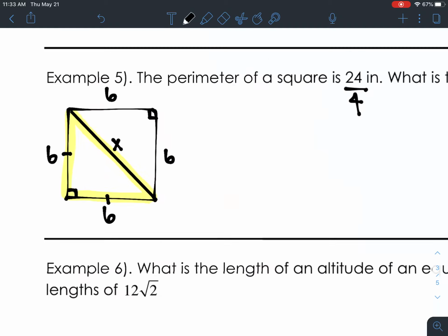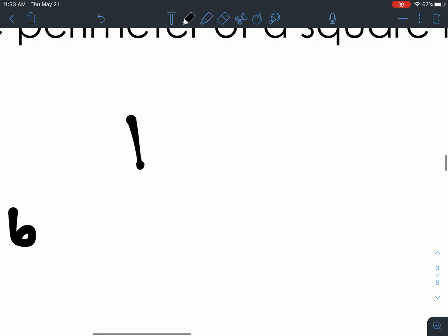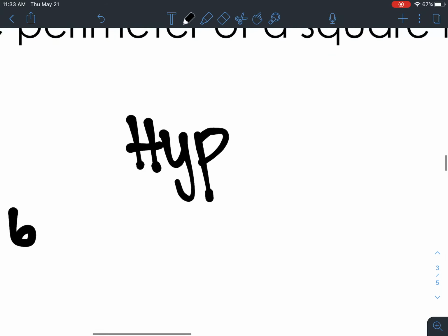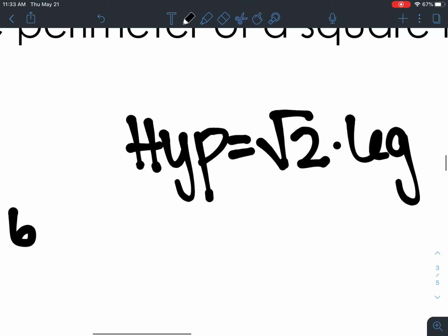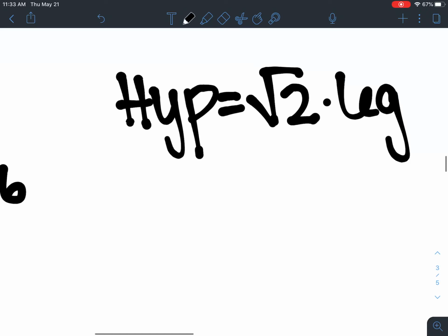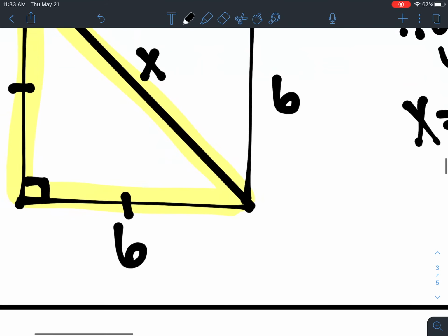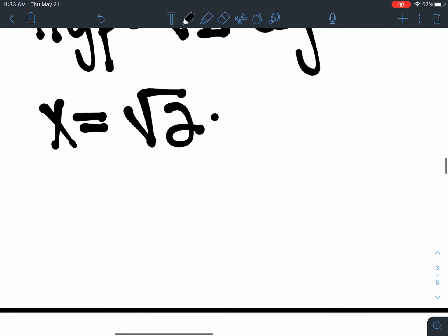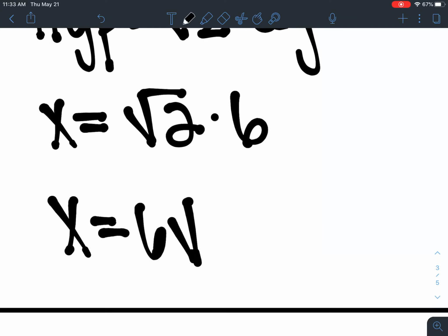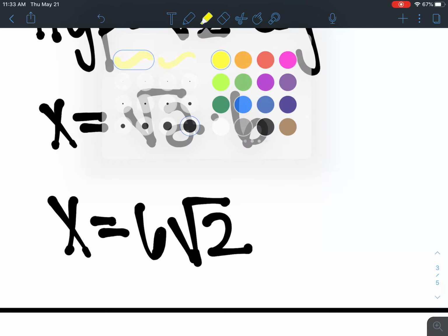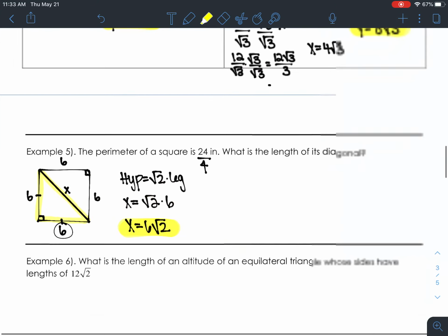So if we remember what that formula is, the hypotenuse is equal to the square root of 2 times the leg. Okay? So plugging in, I'm trying to find my diagonal, which is x. It's the square root of 2 times my leg, which is 6. Rearranging that, x is equal to 6 times the square root of 2. And that's it. And you could do that using Pythag, like I said before, but sometimes these formulas are going to be a little bit more efficient. Okay?